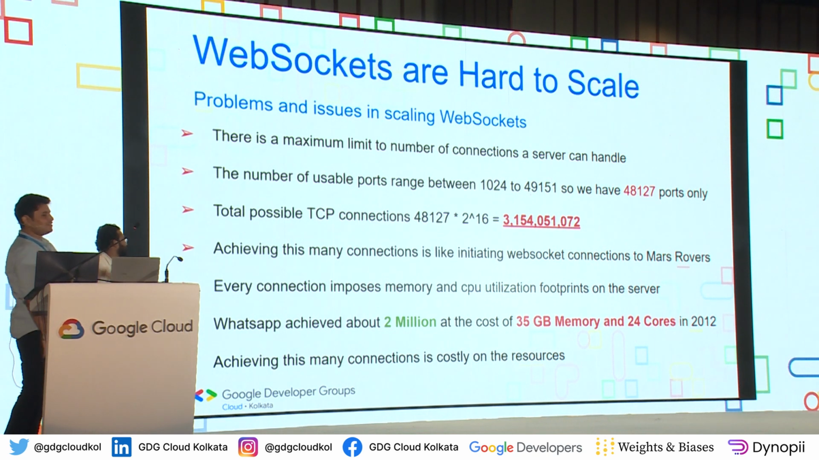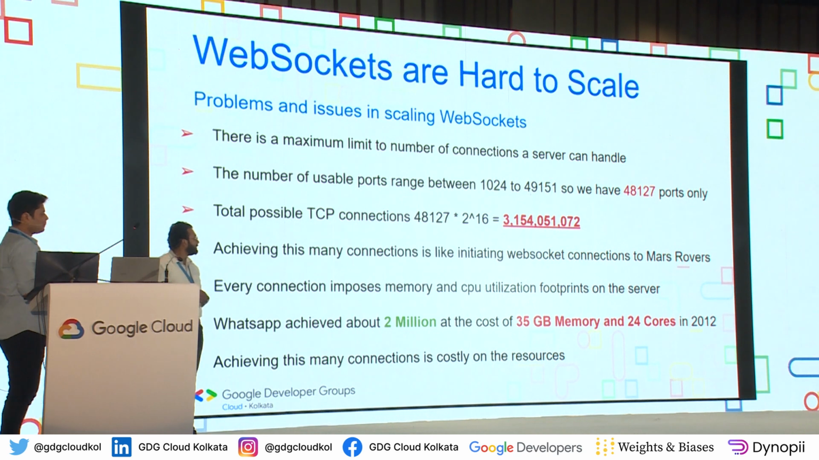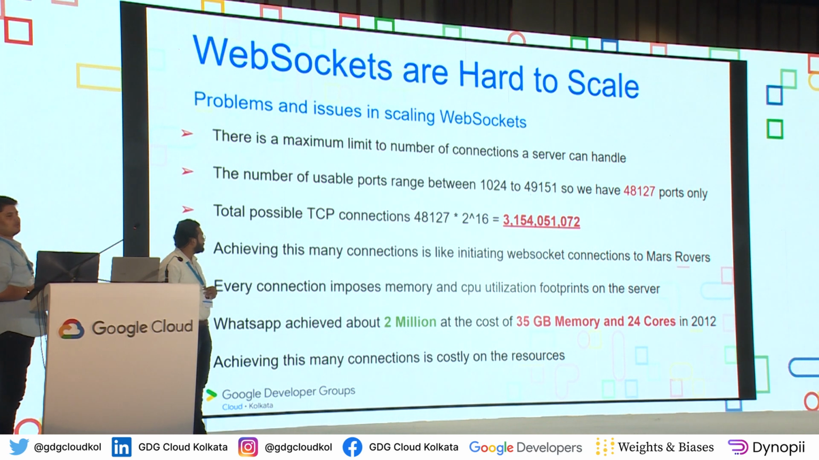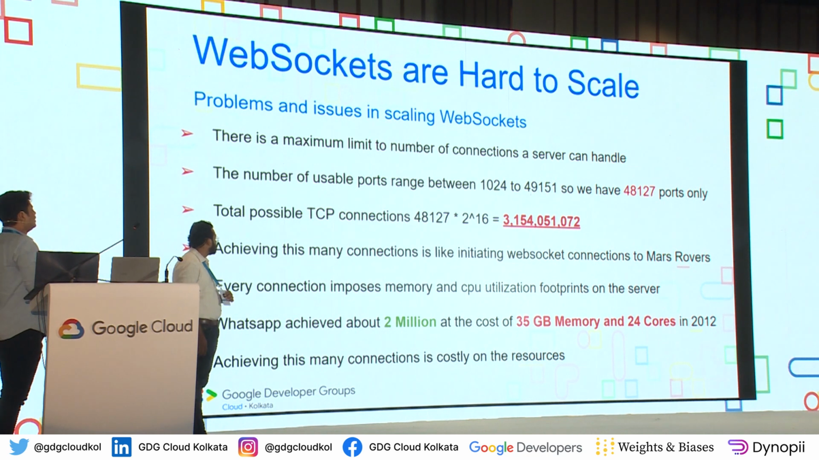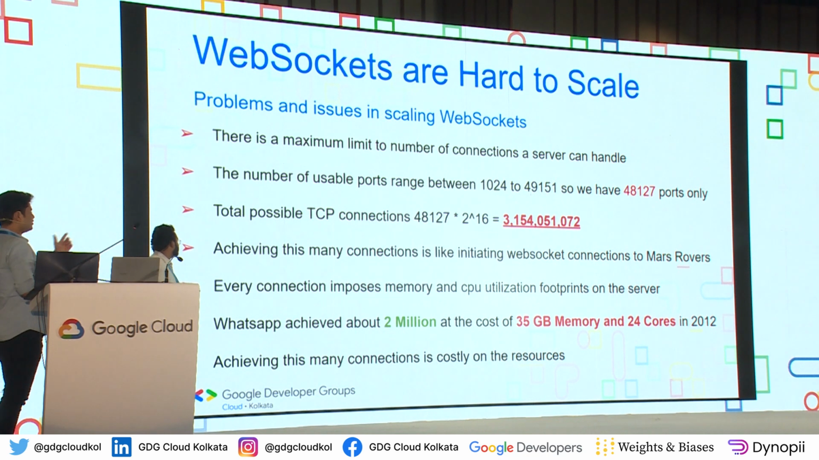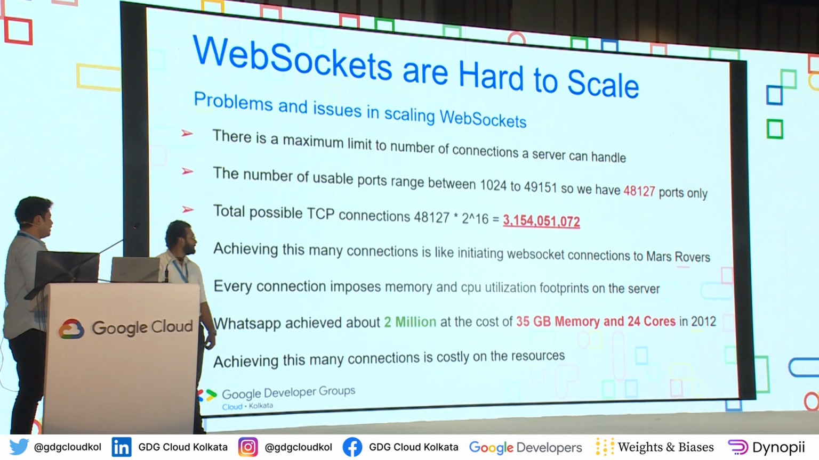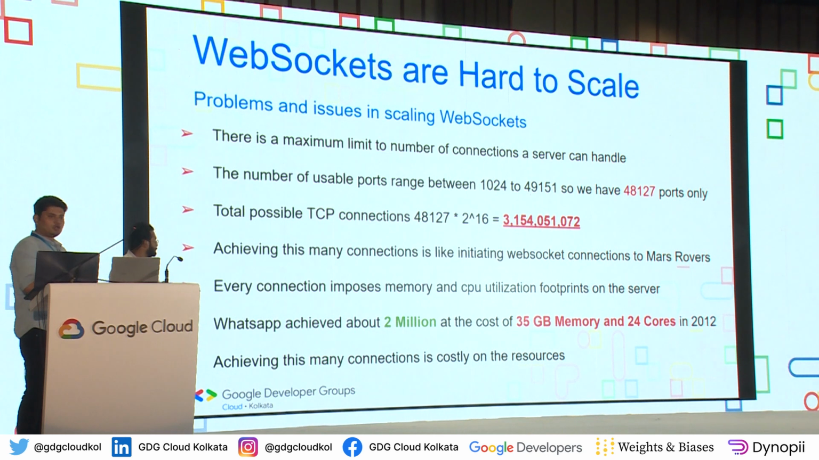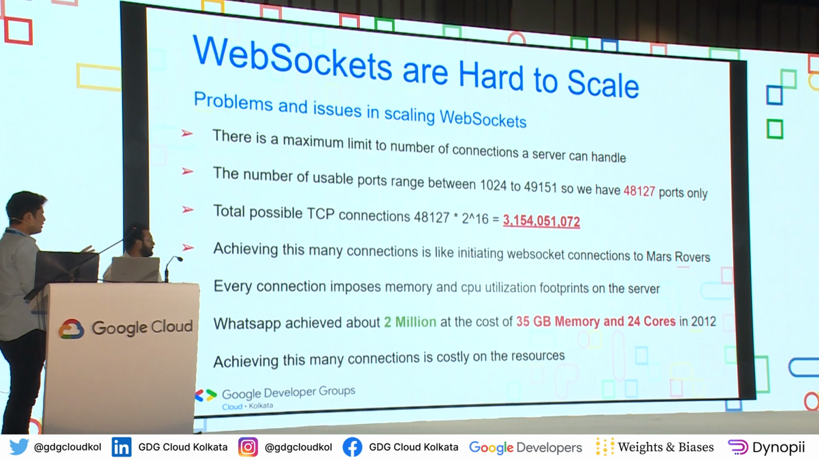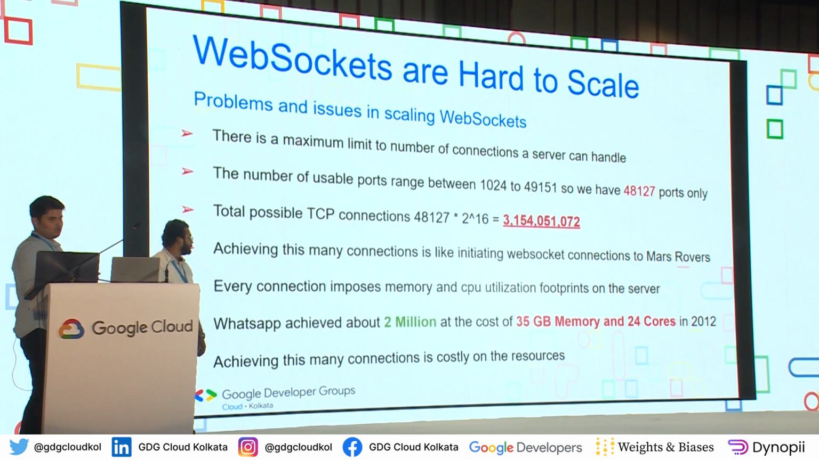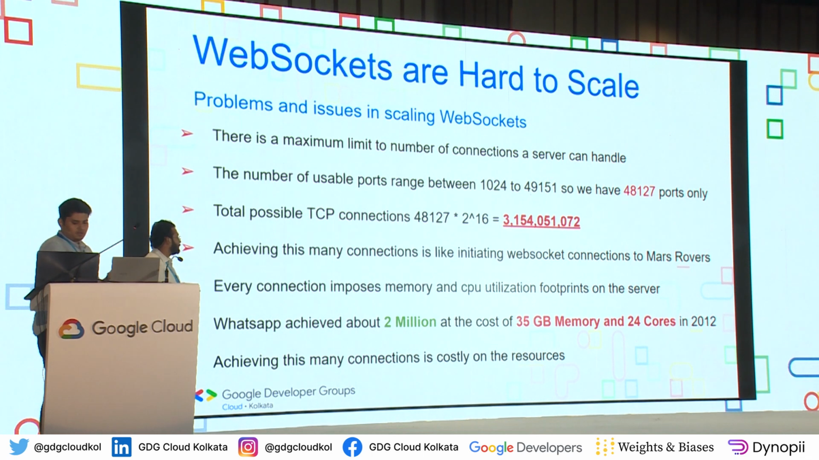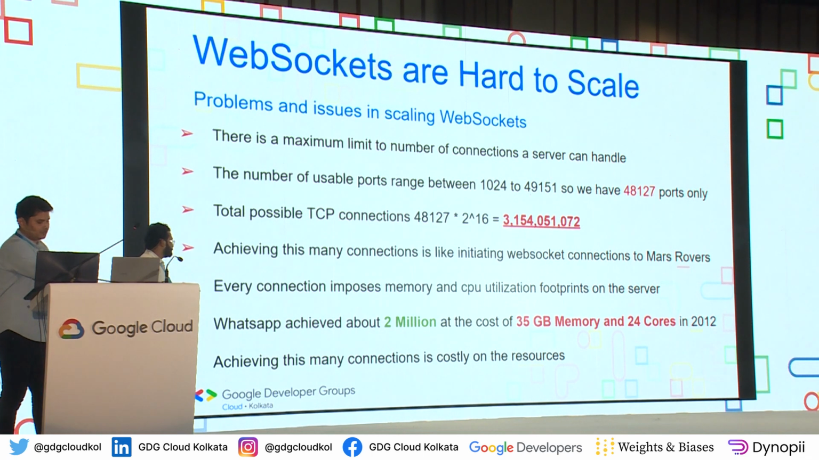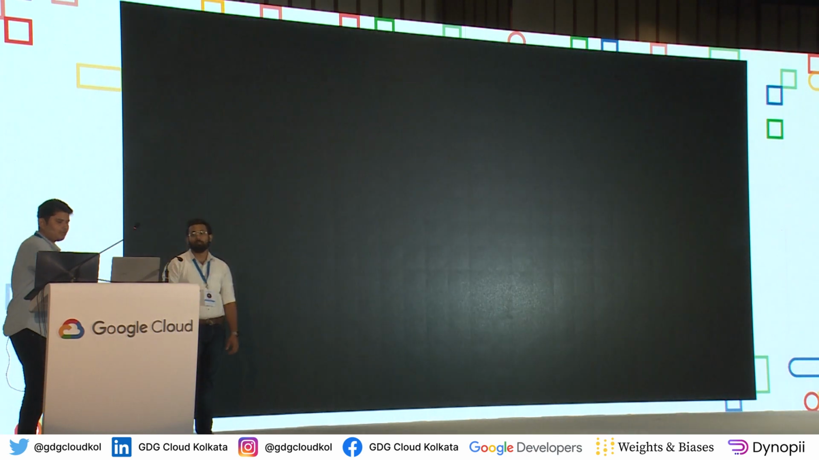So that's the total number of TCP connections that you can theoretically achieve with a machine. But achieving that number of connections is a very difficult task. It's like you're maintaining multiple connections to the Mars rover. It's as difficult as that. In fact, in 2012, WhatsApp achieved a milestone of connecting 2 million TCP connections to a server, and that required the single server to run at 35 gigabytes of memory and 24 cores in 2012. And we are in 2021 right now. Achieving this many connections is obviously costly on the resources. It's very expensive.